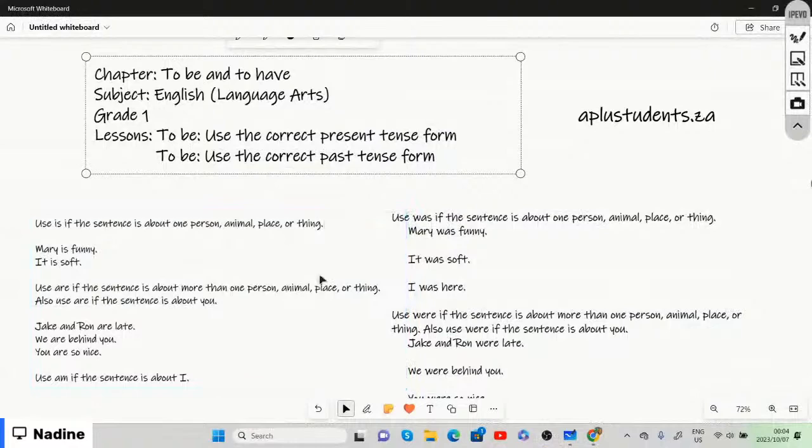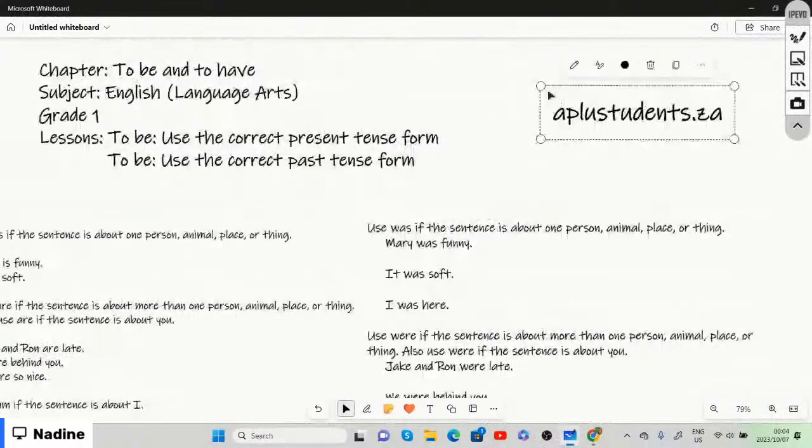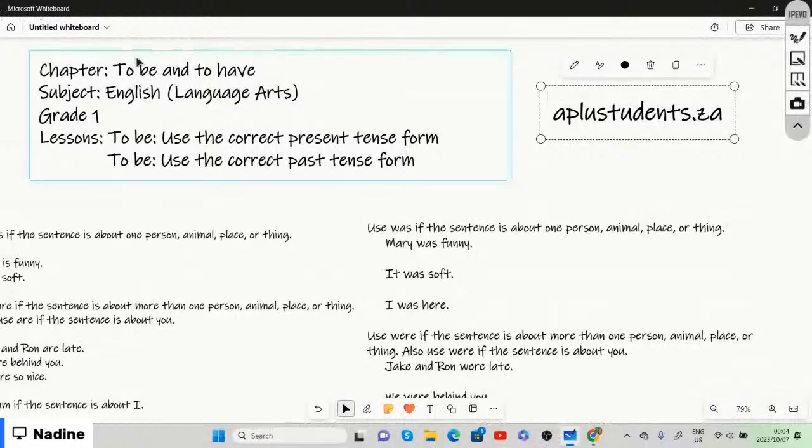All right. And we are doing our lesson on aplusstudents.ca. So if you do want to go back to recap on the lessons, you can go to aplusstudents.ca, and then you can go to the chapter of to be and to have, English language arts, grade 1, and there we have our lessons.